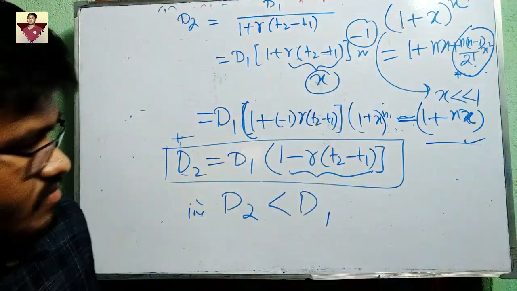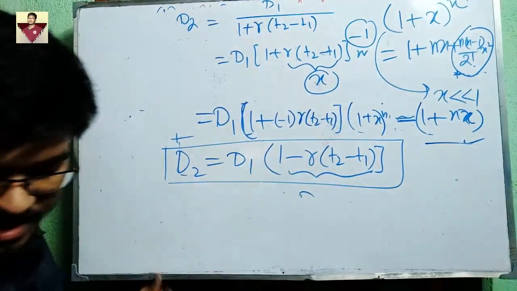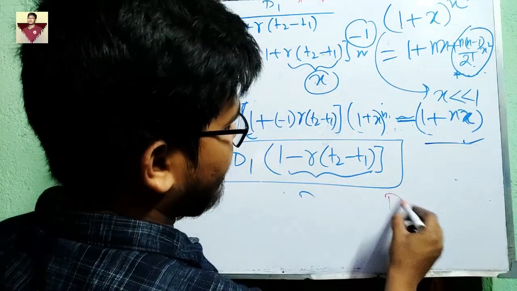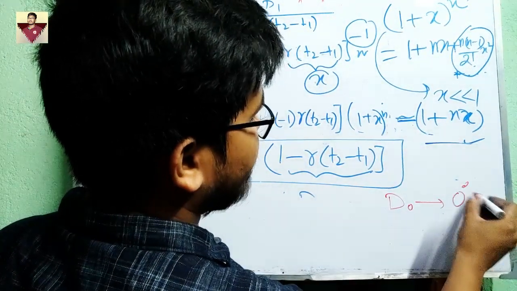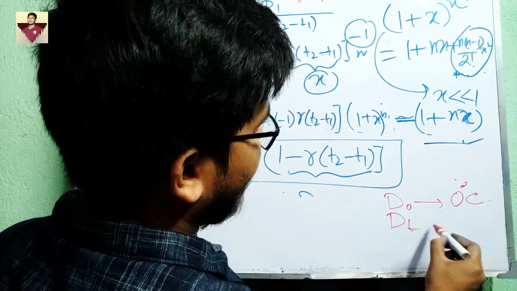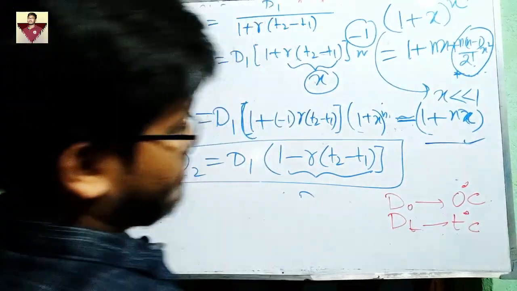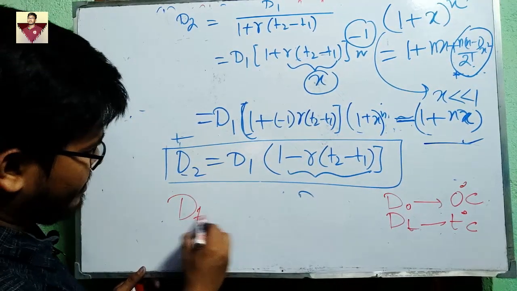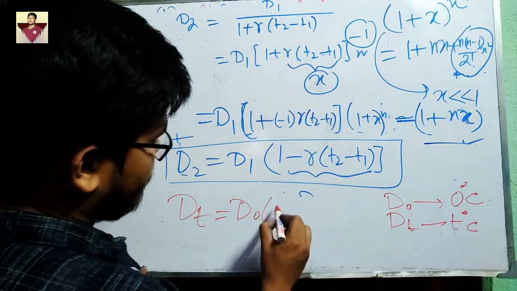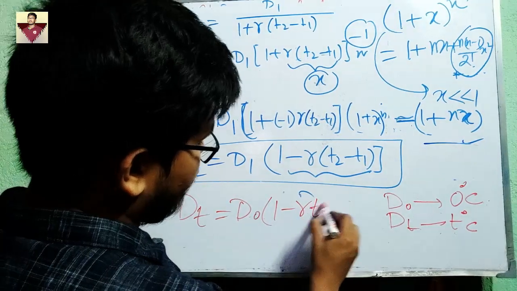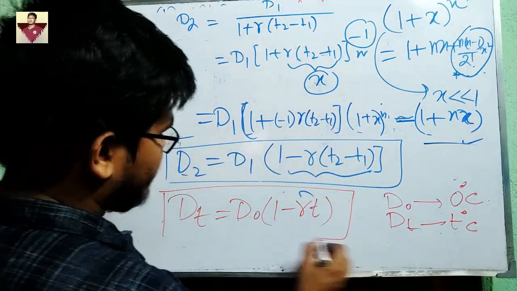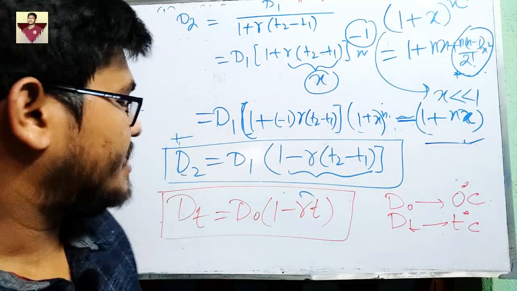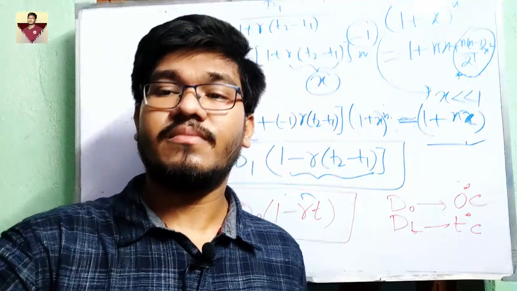Now if you want to write it with respect to a t degrees Celsius increase, let's say you have a density d0 at 0 degrees Celsius and dt at t degrees Celsius, where t is obviously greater than 0. Then you can write dt as d0 times (1 − γt). So this is the equation connecting dt with the initial density d0 at 0 degrees Celsius.